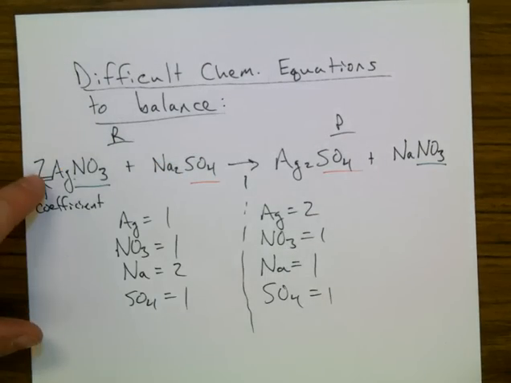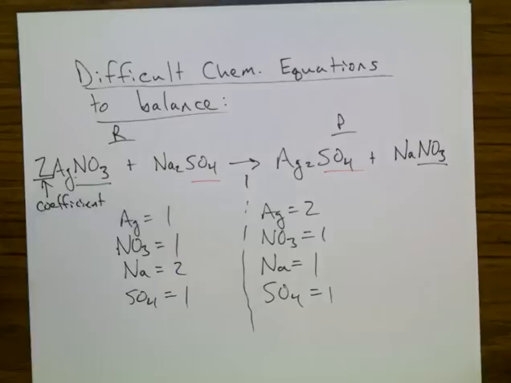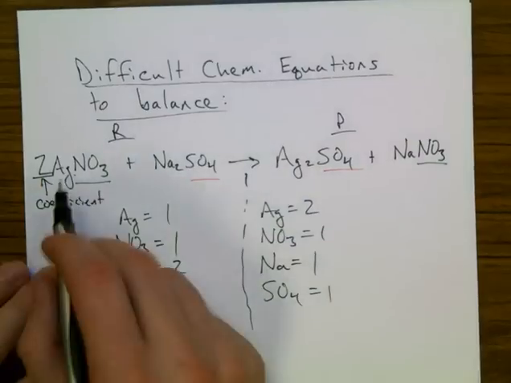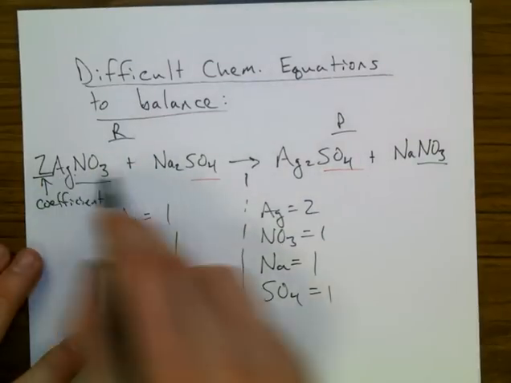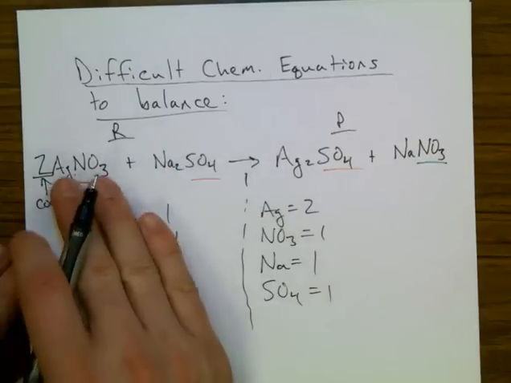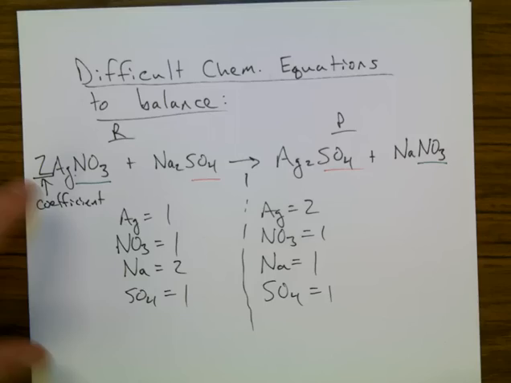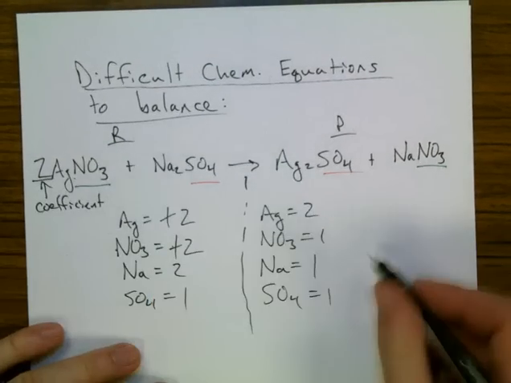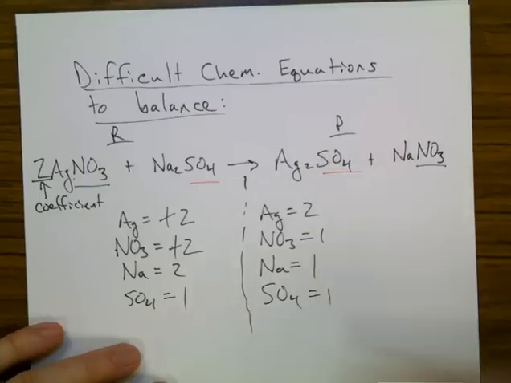Now, it doesn't become 2 plus 1. That would have made that 3. The 2, the coefficient in front, multiplies everything after it by 2. When I say everything after it, I'm referring to just the silver and the nitrate, not the sodium and the sulfate. That's a separate compound. I'm talking about just this compound when I put a coefficient in front of it. So the 2 times 1 is 2, and now I have 2 nitrates. So I've balanced my silver, but I haven't balanced my nitrates because they're now out of balance.